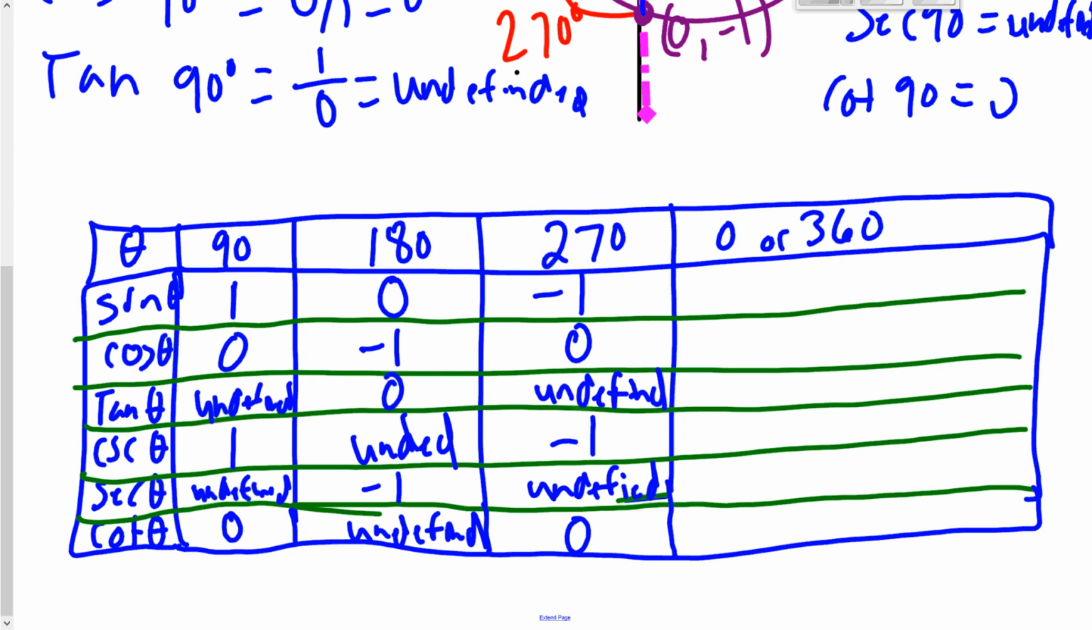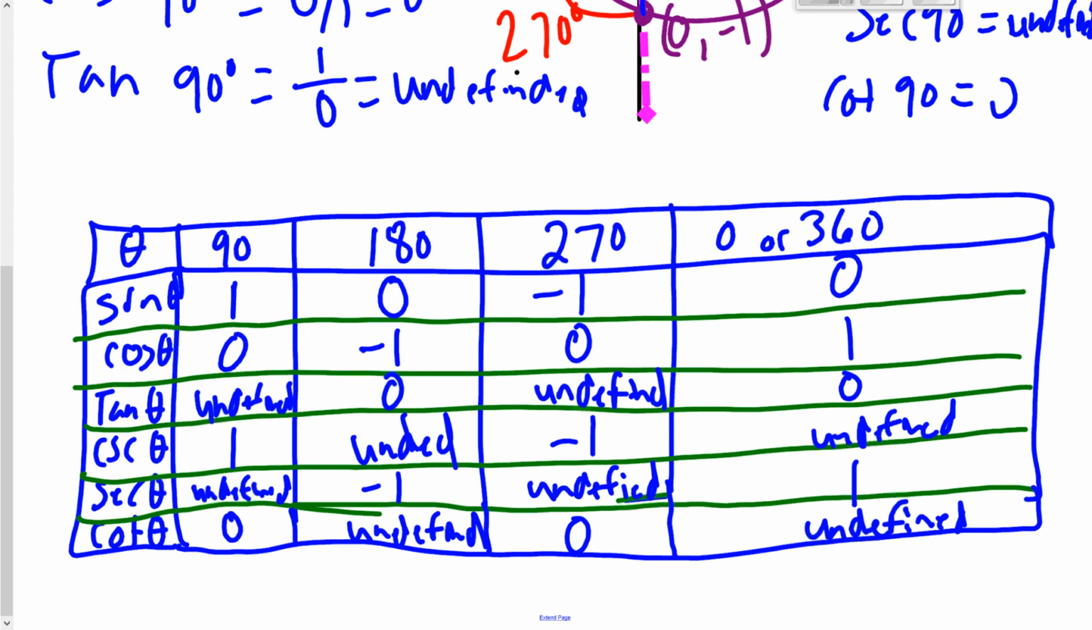What do you think 0 and 360 are? At 0, this time sine is 0, cosine is +1, tangent is 0, cosecant is undefined, secant is back to +1, and then we have undefined as cotangent, because that is x over y, and our y is 0. So that's kind of how 90, 180, 270, and 360 look for 0.